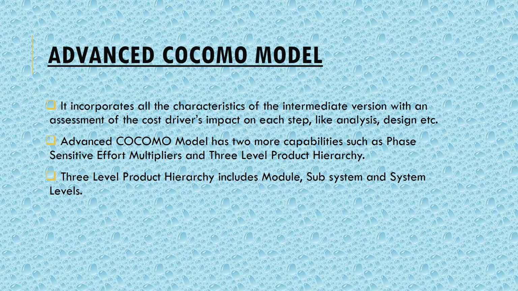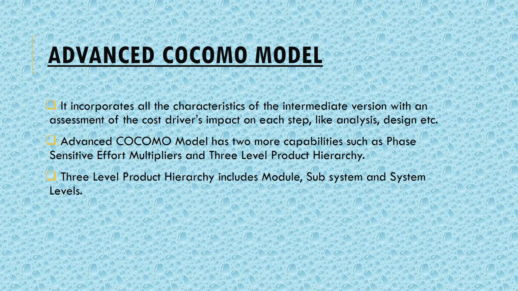Now comes the third category, that is the advanced COCOMO model. We also call it a complete COCOMO model. It incorporates all the characteristics of the intermediate version with an assessment of the cost drivers' impact on each step, like analysis, design, etc. That is why we are calling it a complete model, because in this all the significant aspects of software development were captured, and the entire assessment of all these cost drivers that we have already discussed in the intermediate model, like product attributes, project attributes, hardware attributes, were assessed at each phase, like the analysis phase, design phase.